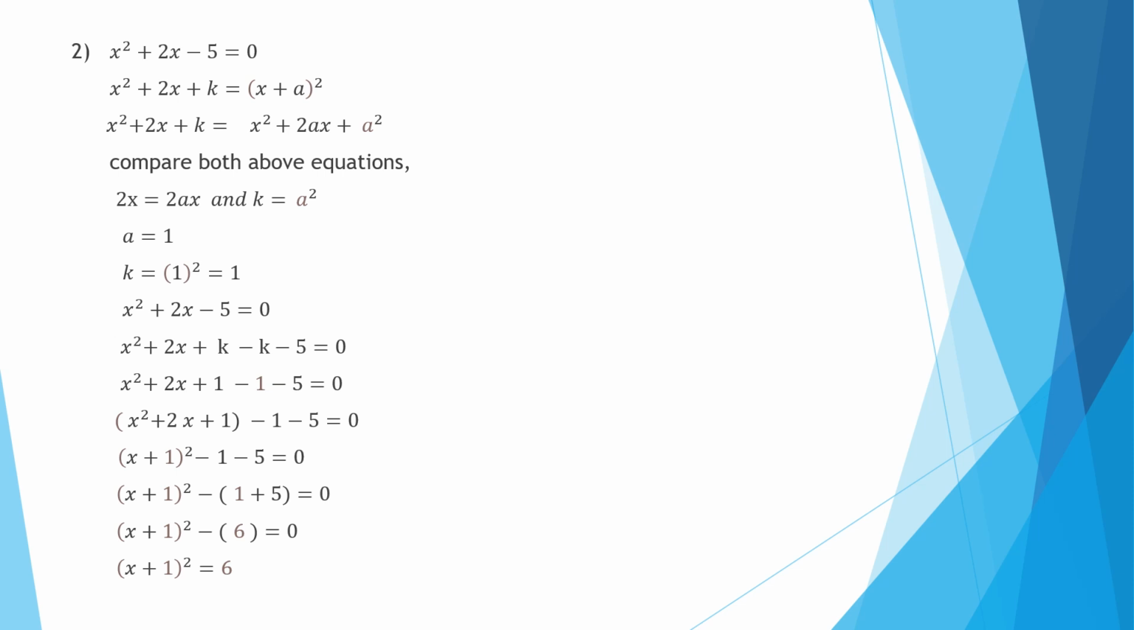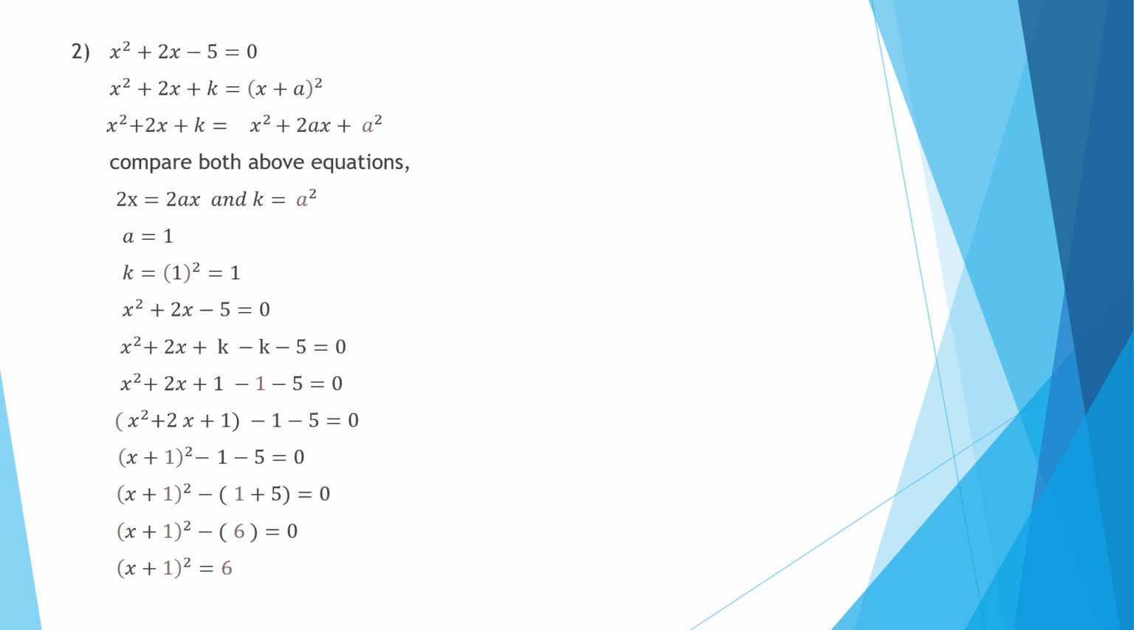So the value of a is 1. We put that value of a in this equation, k is equal to a square. So k is equal to 1 square. That is, k is equal to 1. So the value of a is 1 and the value of k is 1.